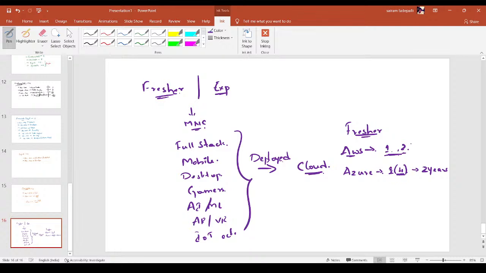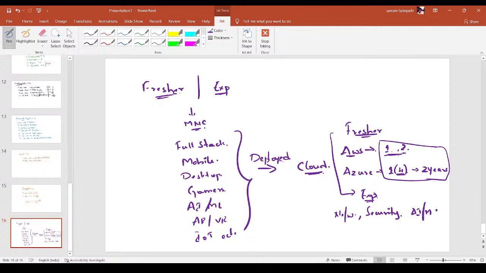That means AI 900, AZ 900, DP 900. So after that you need to go for remaining part. So if you work for 2 to 3 years on these things, you will be shifting from fresher to experienced level app developer. Then you start digging up, doing the operations related to networking, security, AI ML. Because these are the concepts which you will require in future.